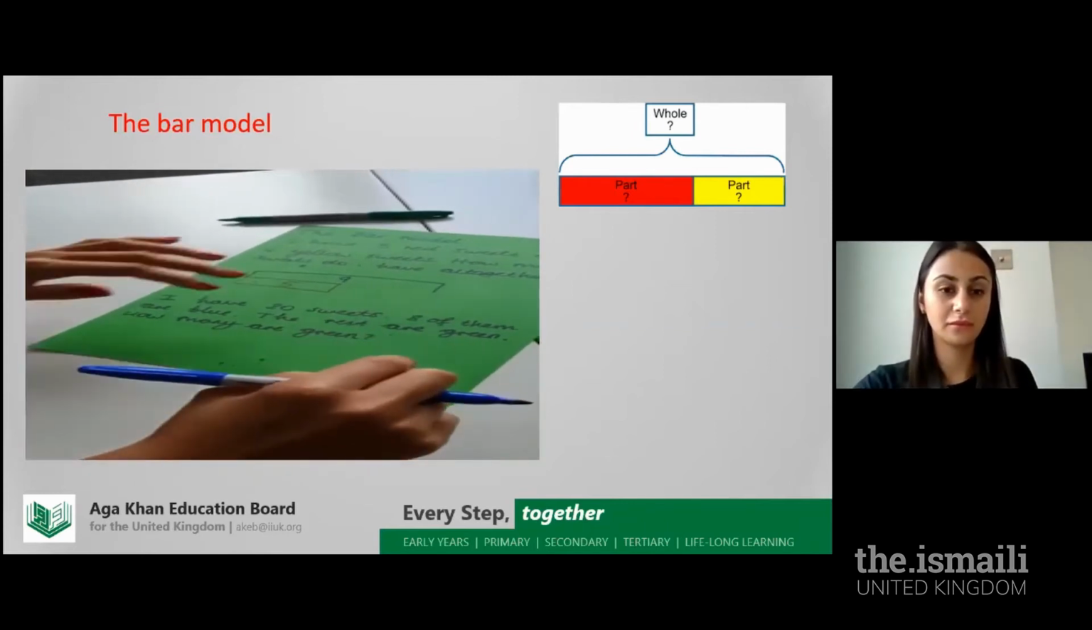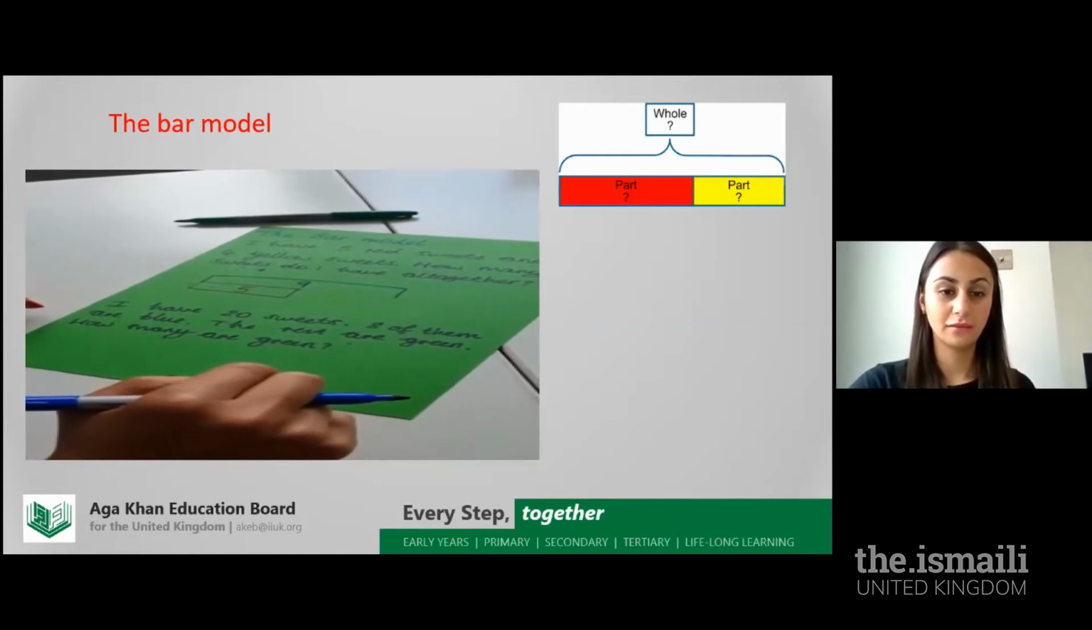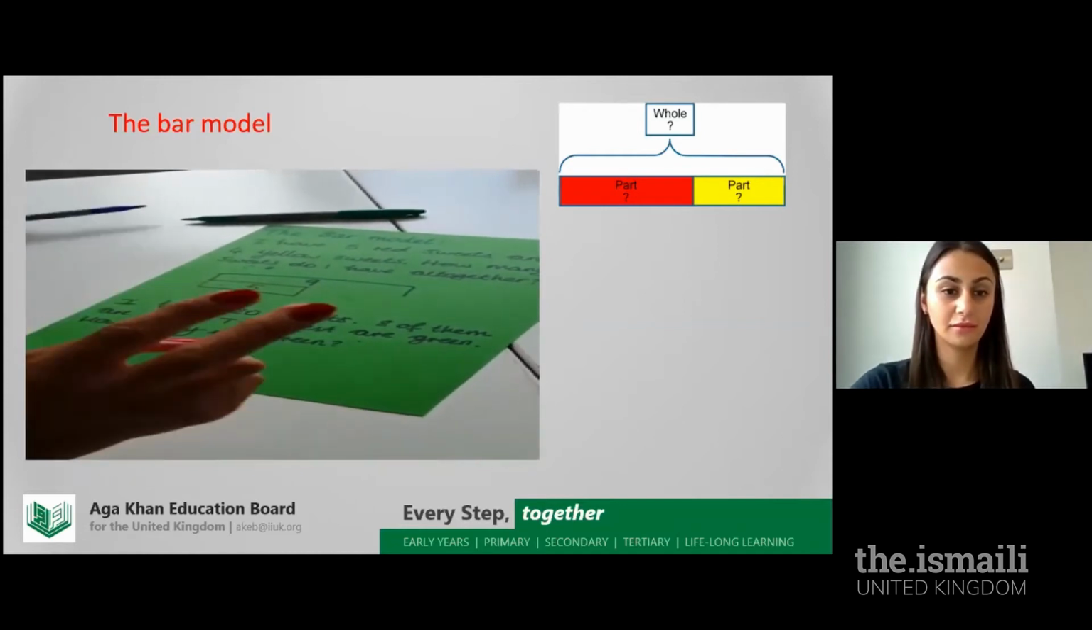Let's take a look at this problem over here. I have 20 sweets this time. 8 of them are blue and the rest are green.